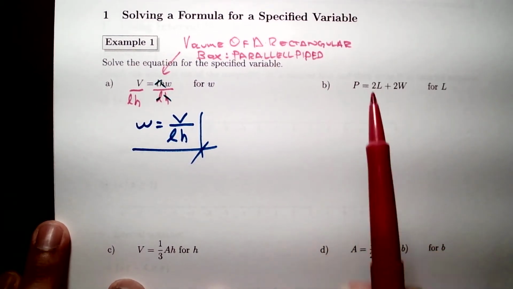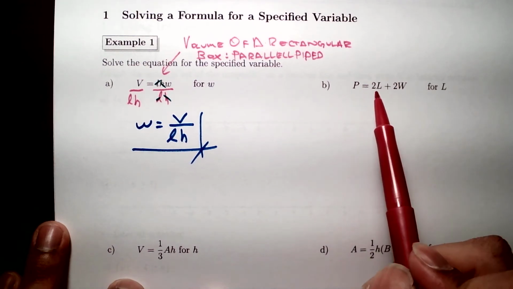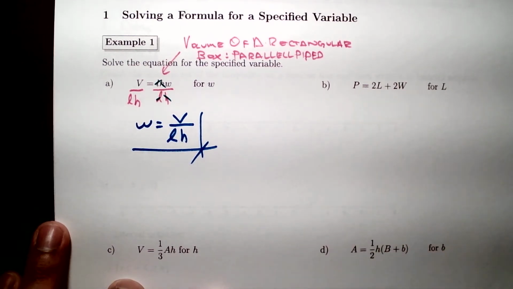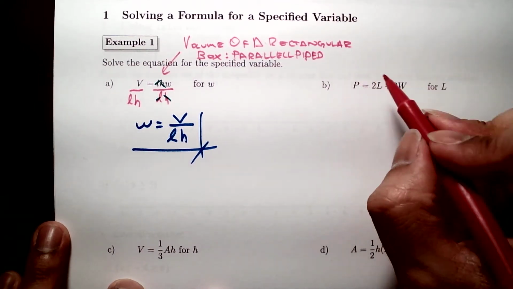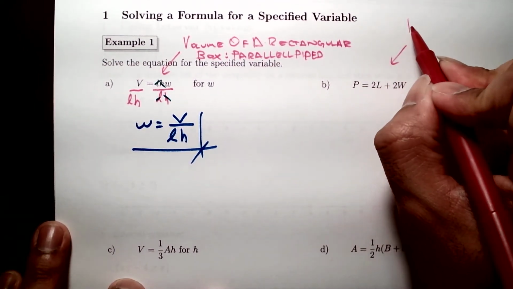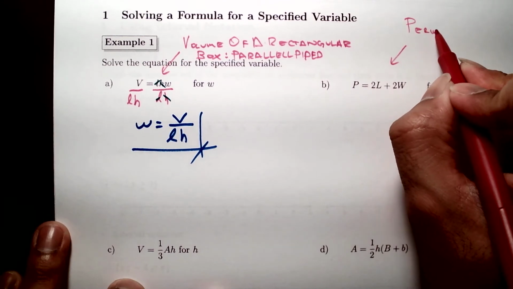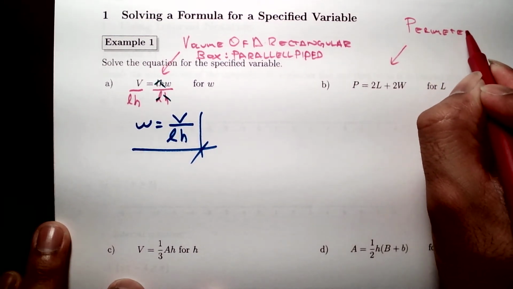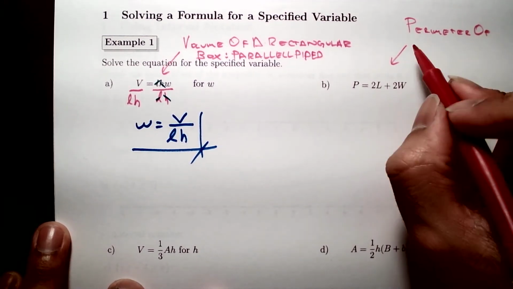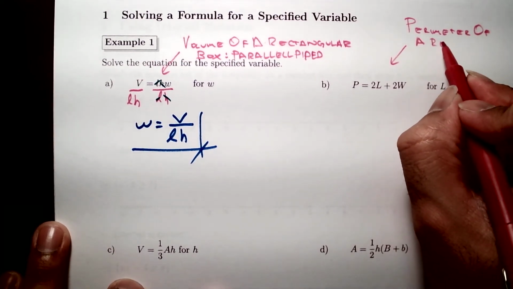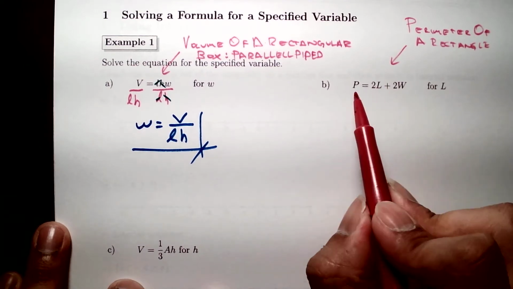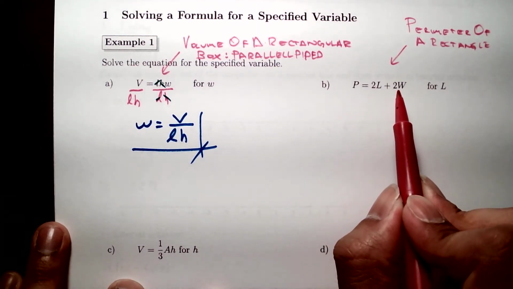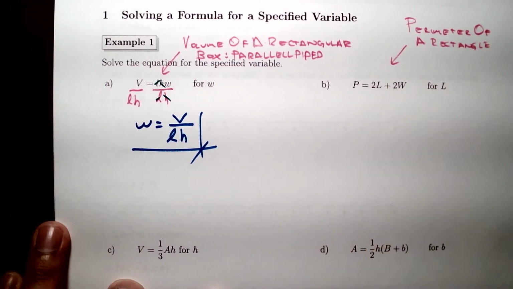Now let's look at letter B. So we have the formula P equals 2L plus 2W, and that's the formula that we use to find the perimeter of a rectangle. So P equals twice the length plus twice the width. They're asking us to solve for the length.